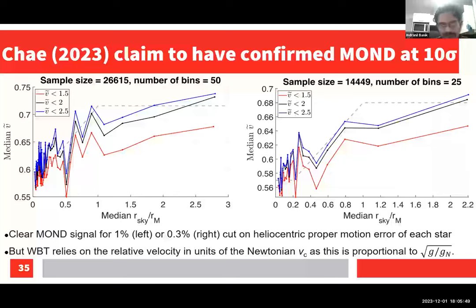I agree. But what I was going to say is that regardless of what exactly Q is doing, since you only know the relative velocities of wide binaries, the only way this analysis can work, either explicitly or implicitly, is that it'll come down to the V tilde parameter. Because all you can know is the relative velocity of the wide binary, and you can know the Newtonian VC. And I agree, this ratio is proportional to the square root of G over G_N.